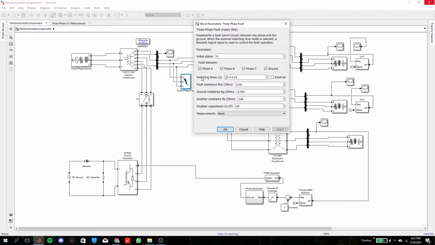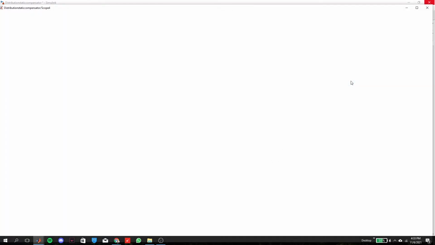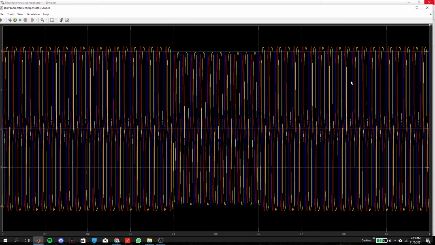Next, I will run the simulation for the second case, which is double line to ground fault. Phase A and phase B have been chosen to have the fault. From the scope at the load side, it can be seen that the voltage profile has been improved by D-STATCOM closer to the nominal voltage when the double line to ground fault occurs.